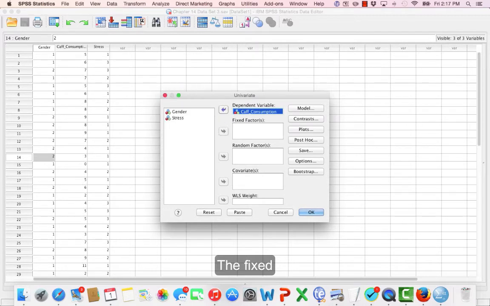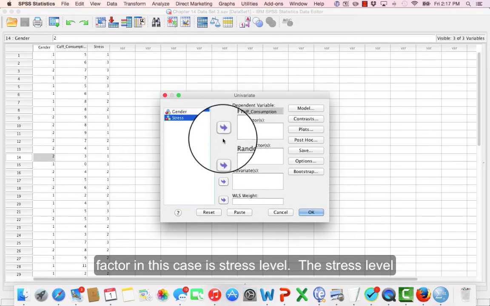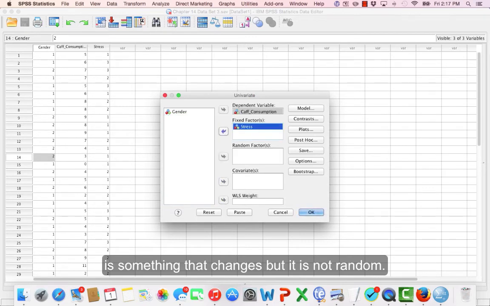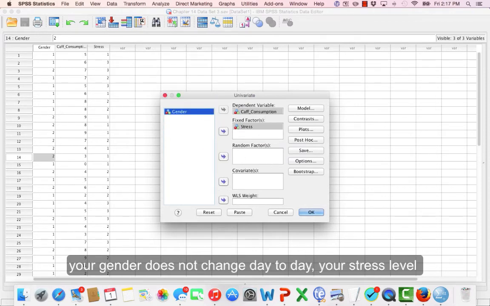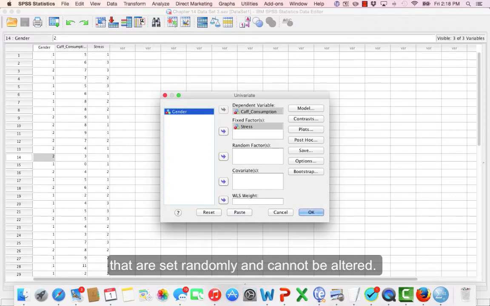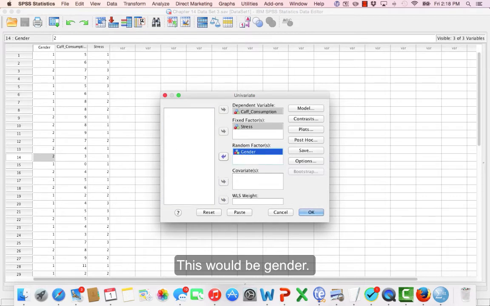Okay? Fixed factors in this case are stress levels. The stress level is something that changes, but it is not random. Random factors are gender. We cannot change gender, and your gender does not change day to day. Your stress level may change day to day, but the random factors are set randomly. They cannot be altered, and that would be gender.